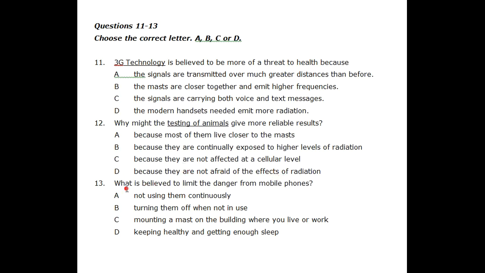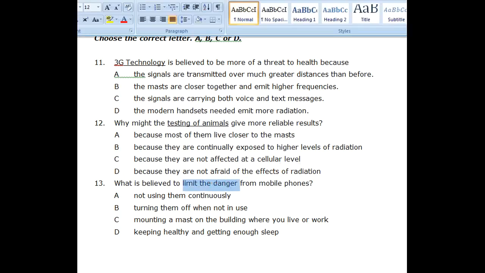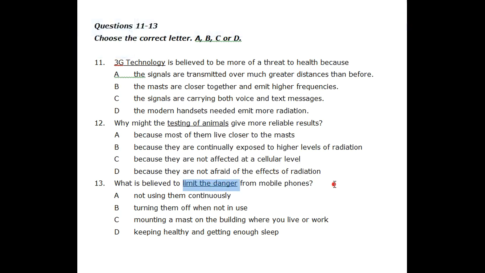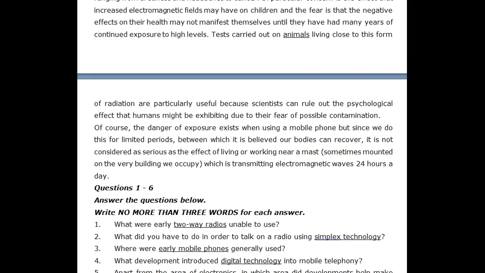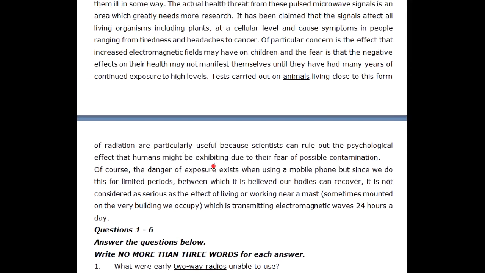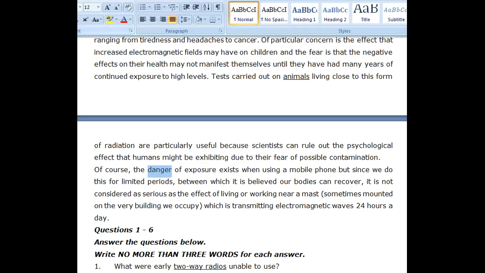The next question, what is believed to limit the danger from mobile phones? So limit the danger from the mobile phone. Perhaps this is the keyword that I have to find out. Limit the danger. So let's move back to find out how the danger can be limited. So animal was here. Of course, the danger of exposure. So I've got the keyword immediately. So answer must be here. The danger, how is it limited?